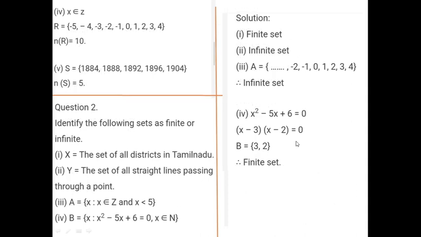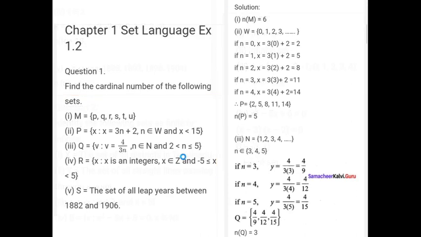Okay, now let's start with exercise 1.2. First question, find the cardinal number of the following set. What did I tell you? The cardinal number is the number of elements in a particular set.